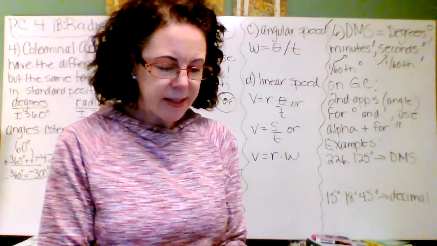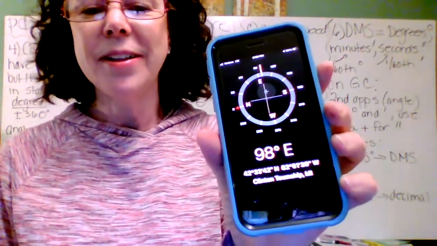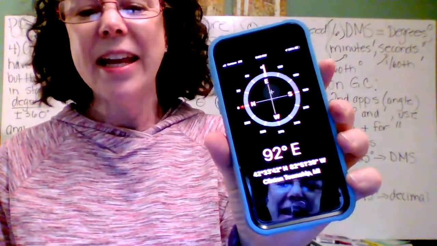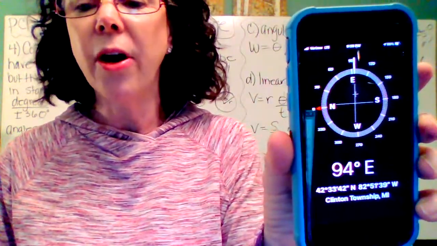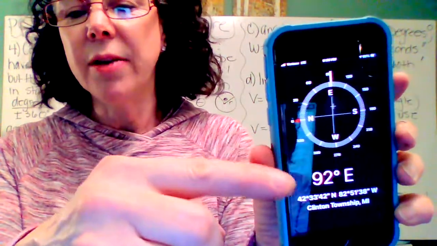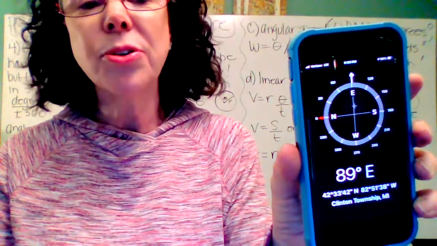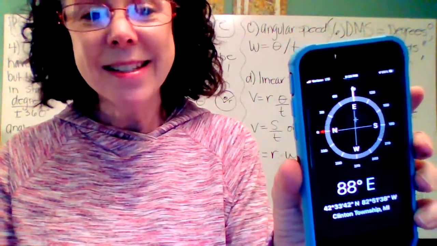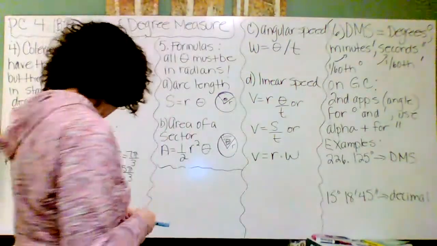And this is kind of cool. So you can see where I am. I live in Clinton Township, right? And look at that, it says at the bottom my latitude and longitude, and that is in degrees, minutes, and seconds. Notice right where it says 92 degrees east, right below that, above Clinton Township. Those are degrees, minutes, and seconds. Isn't that cool? It's right on your phone, your location.